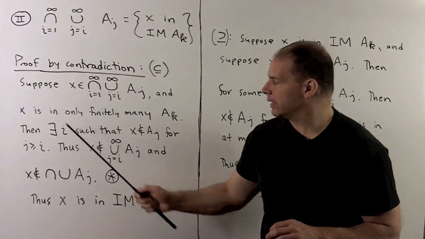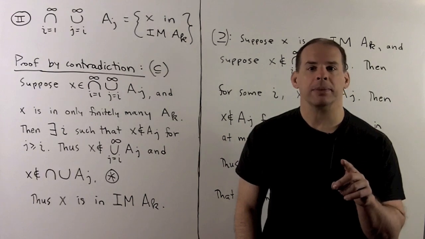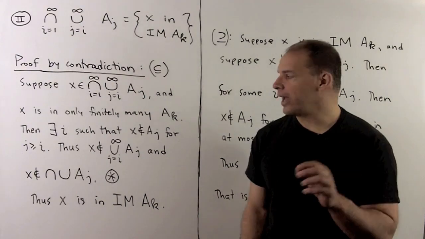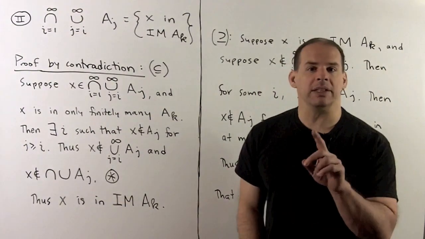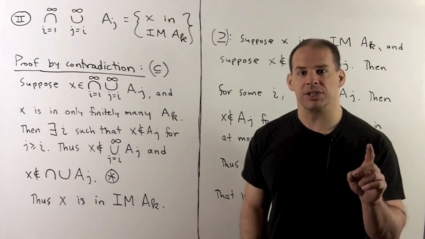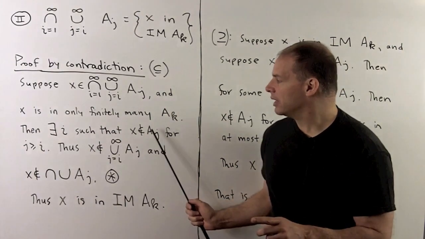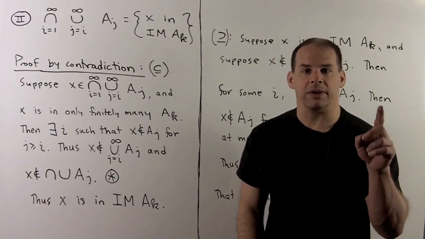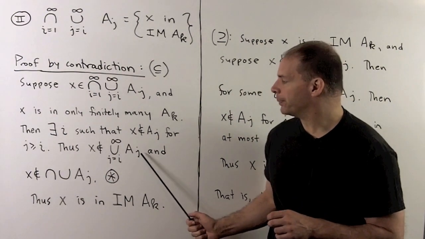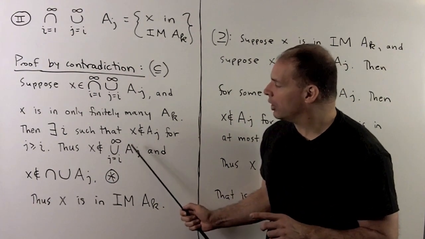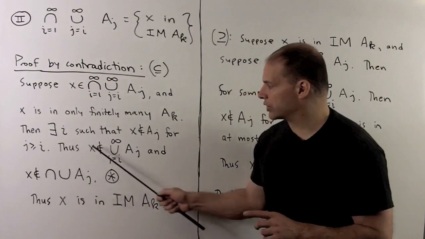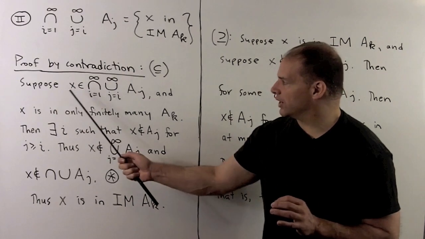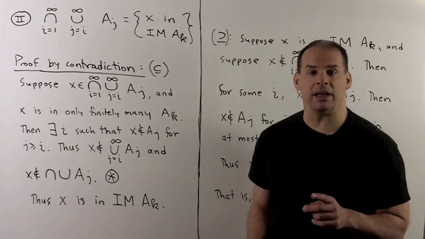Now, that means there's going to exist some I such that x is not in a sub j for all j greater than or equal to I. So that's what it would mean to be in only finitely many of the a sub k's. Because of this, that means x is not going to be in the union, j going from I to infinity, of the a sub j's. So that means x is not going to be in the intersection of all of these unions. So it's going to show our first inclusion. So that says if x is in here, then x is in infinitely many of the a sub k's.